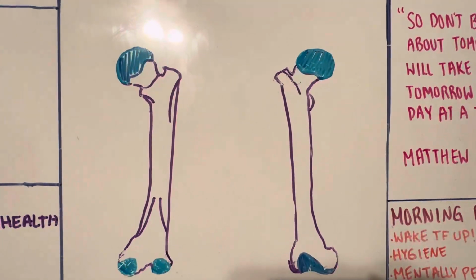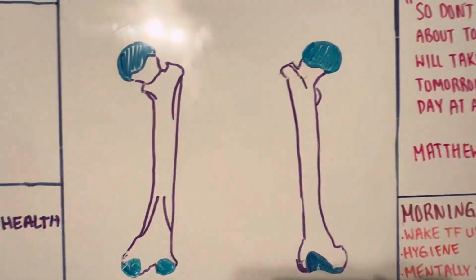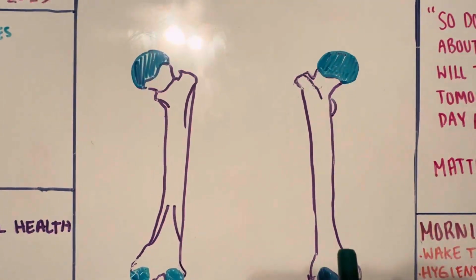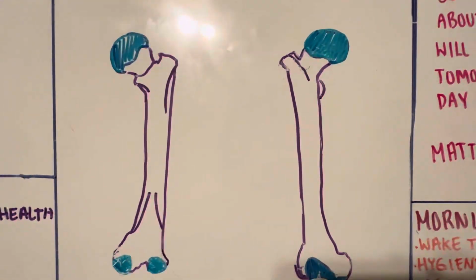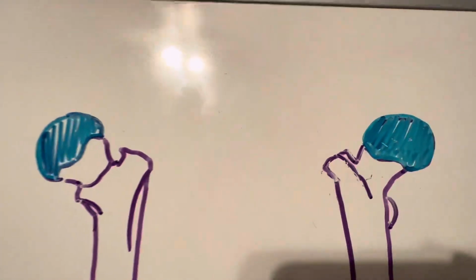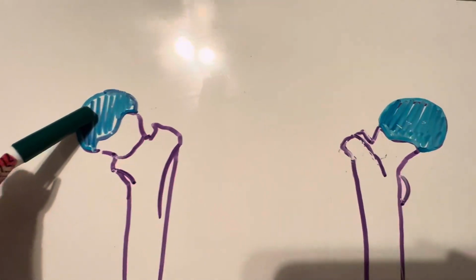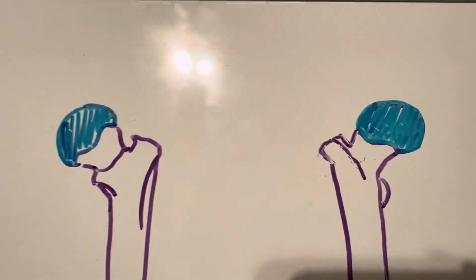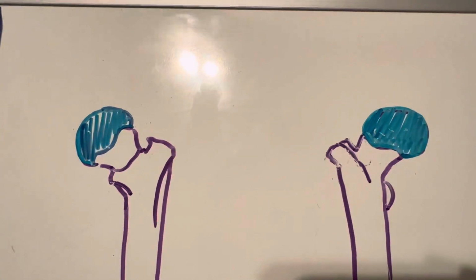Okay, so this is the femur bone. We're gonna do the posterior and anterior sides of the femur bone. So on the top, we have the head. Right here is the head. It's rounded. That's for the hip socket joints to make the hip joint.